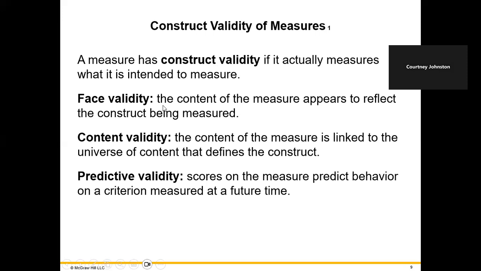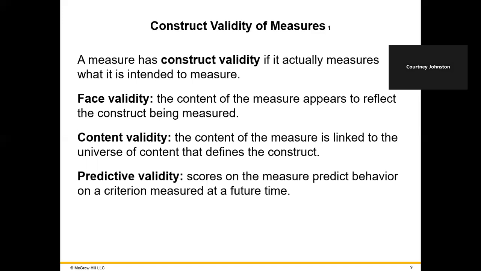We also have face validity. This is when the content of the measure appears to reflect the construct being measured. So we can look at a thermometer and say, well, it's kind of measuring the temperature outside. And if it's, say, 70 degrees out and it says 0 degrees on the thermometer, at its face, you might say, well, okay, this is not really accurate. But if it's fairly close, you might say, okay, it must be accurately measuring the temperature.